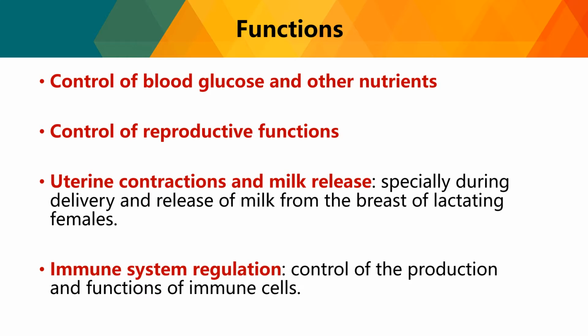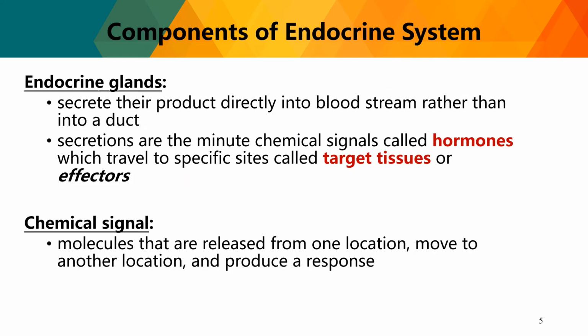Next is the control of reproductive functions, which are different when it comes to the female and the male reproductive systems. And then uterine contractions and milk release, mainly for women, especially during delivery and release of milk from the breast of lactating females. And then lastly, we have immune system regulation. It controls the production and functions of your immune cells.